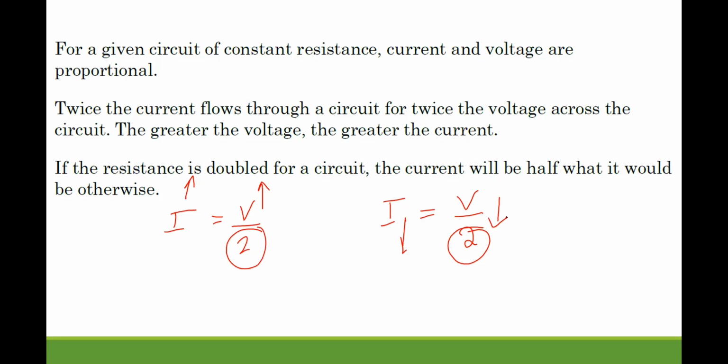And if I imagine now, you have V over R, but let's make V constant. If V is constant now, I and R are inversely proportional. What does it mean? That means if you increase the current, the resistance will be decreased. Or if you increase the resistance, the current will be decreased.